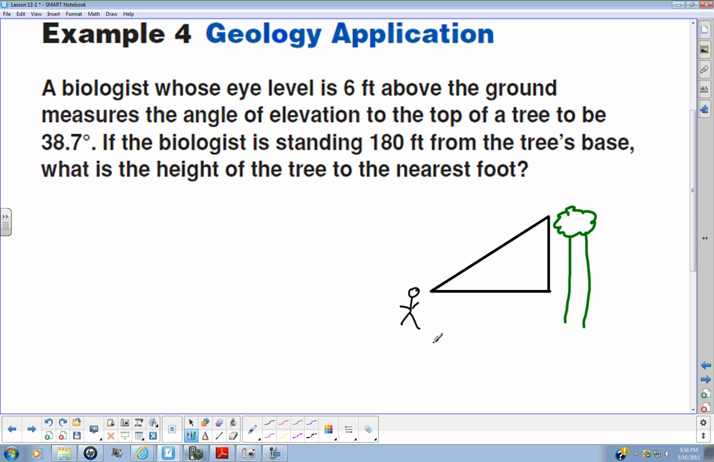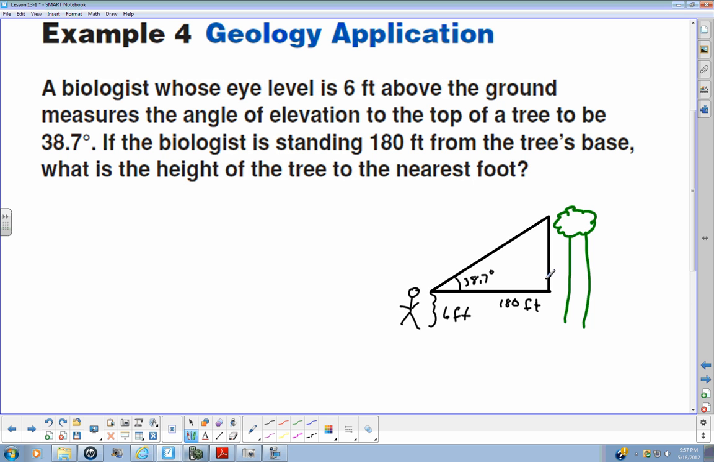And here's his eye. So it says the biologist whose eye level is 6 feet above the ground. So we have a distance here of 6 feet. And measures the angle of elevation to the top of the tree. So the angle of elevation is starting here, looking out, and then up. So this is 38.7 degrees as he looked out towards the tree and then up towards the top. And he's standing 180 feet from the base of the tree. So the question is, what is the height of the tree to the nearest foot?